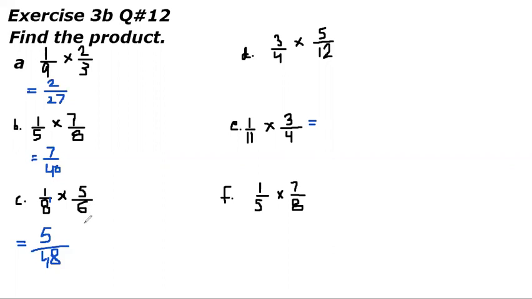Okay, you can check up and down also, numerator and denominator. 5 is not a factor of 6. 1 and 8, when there is 1, you don't need to make any cancelling. Simply multiply. 1 times 5 gives us 5 and 8 times 6 gives us 48. Now look at the D part.